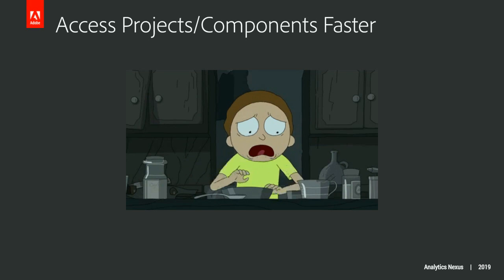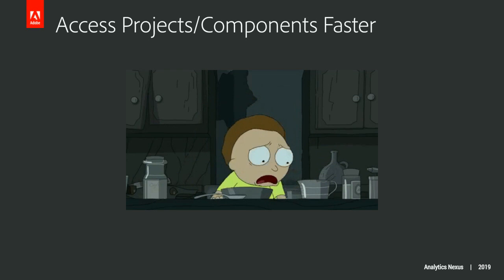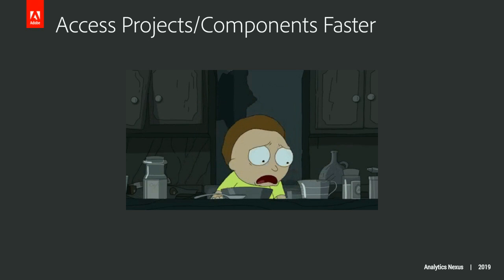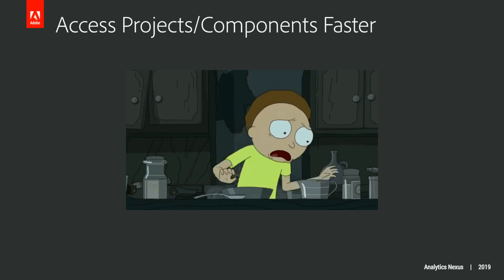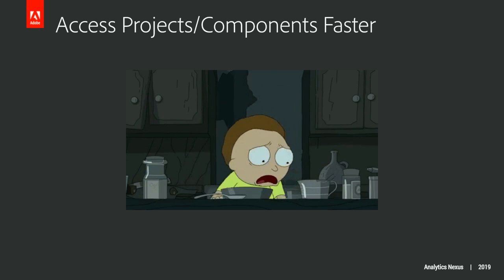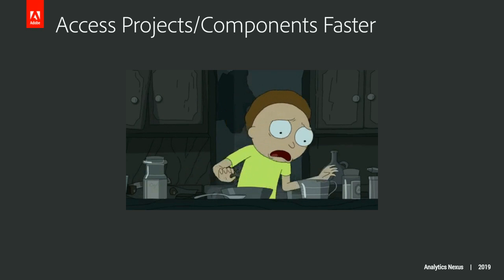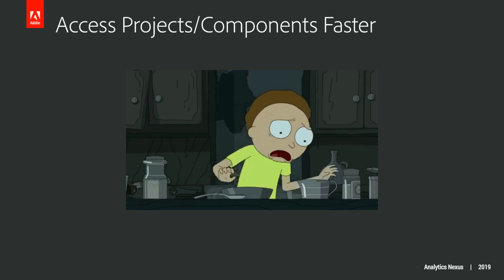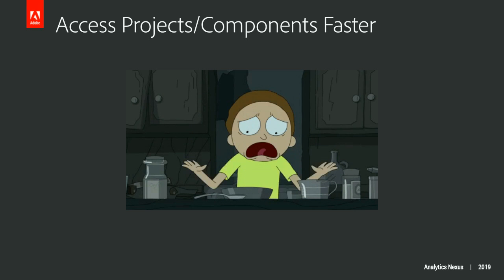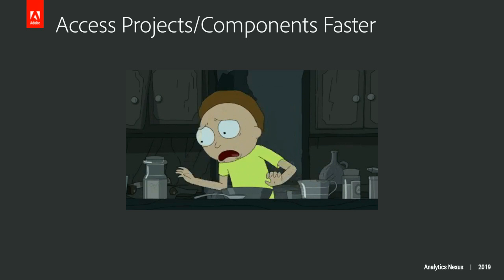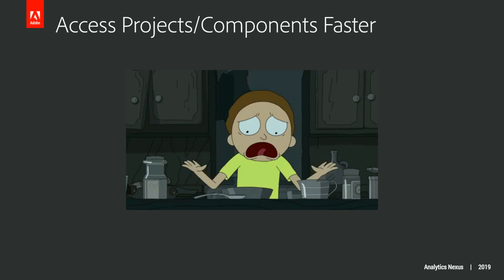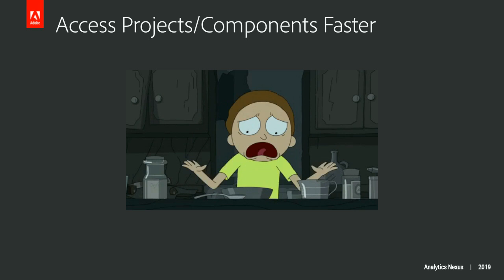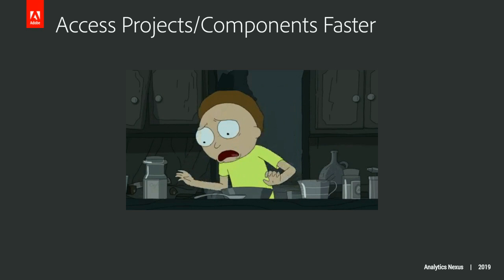Our next category to discuss is accessing projects and components even faster. Now, this is an animated GIF from one of my favorite shows, Rick and Morty, where Morty is looking very frantically for a specific, let's just assume, Analysis Workspace project, or perhaps a specific metric that he just can't seem to find in Rick's garage. Well, we want to give some recommendations for how you can take better advantage of some features within Analysis Workspace to find projects and components even faster than before.